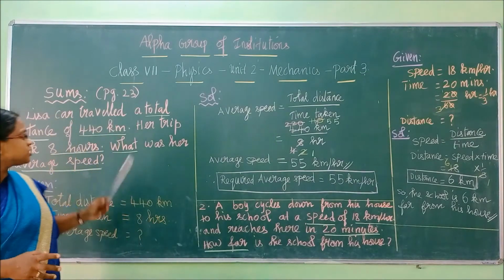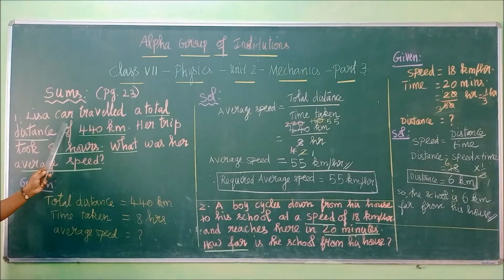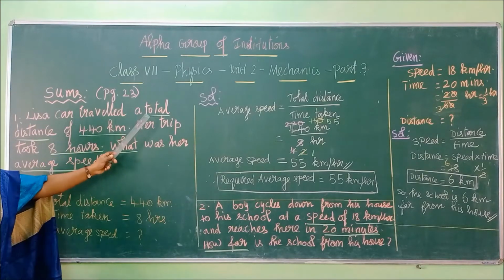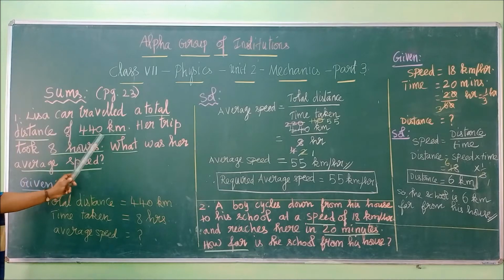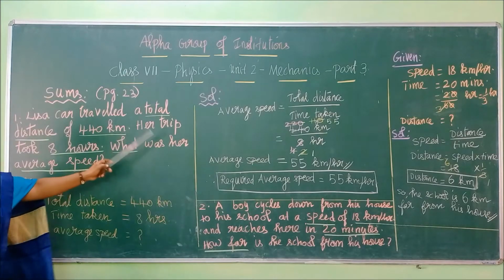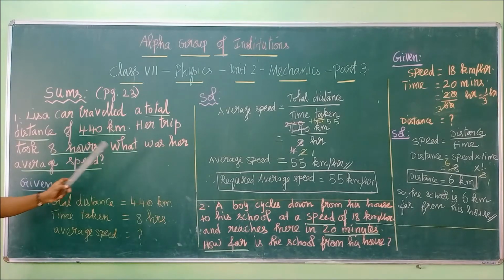Okay. Now first sum. Lisa's car travelled a total distance of 440 km. Her trip took 8 hours. What was her average speed?